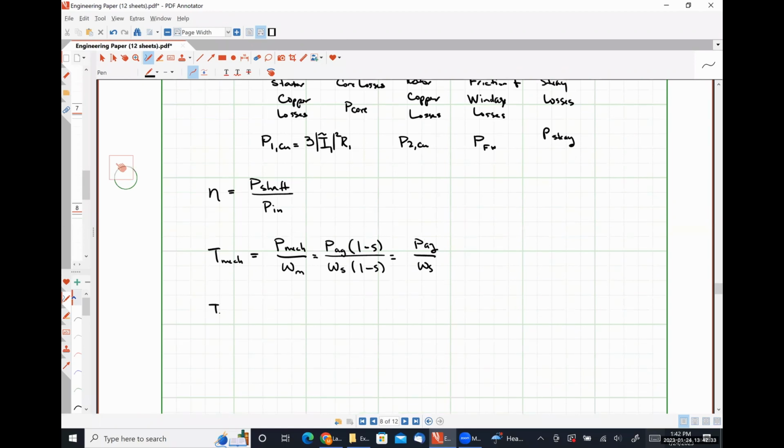The output torque is the output power divided by the angular velocity of the rotor. And we could also write this as the power delivered to the shaft times the angular velocity of the stator times a factor of 1 from this test.